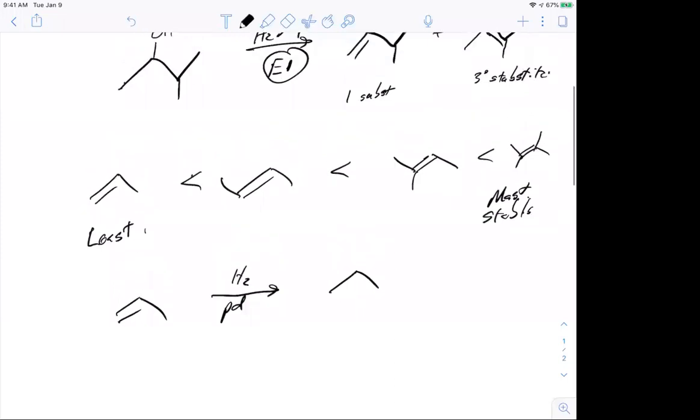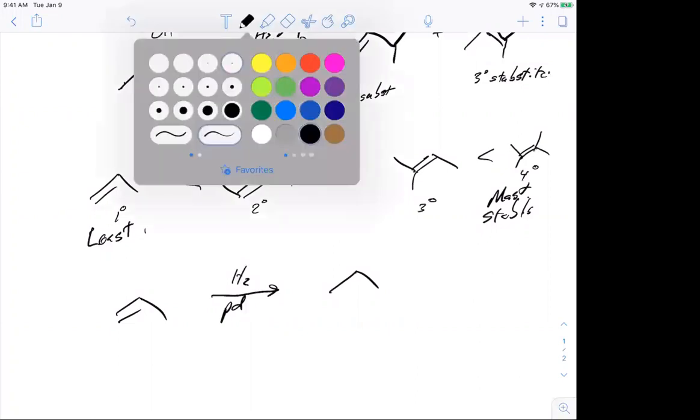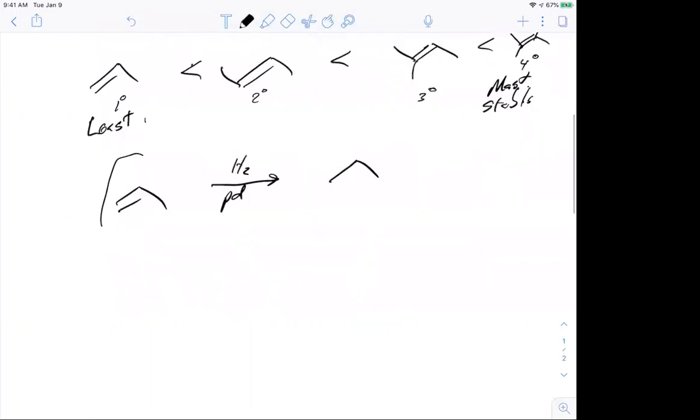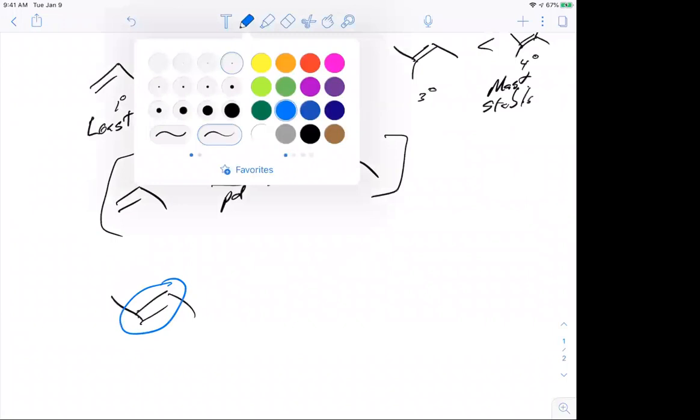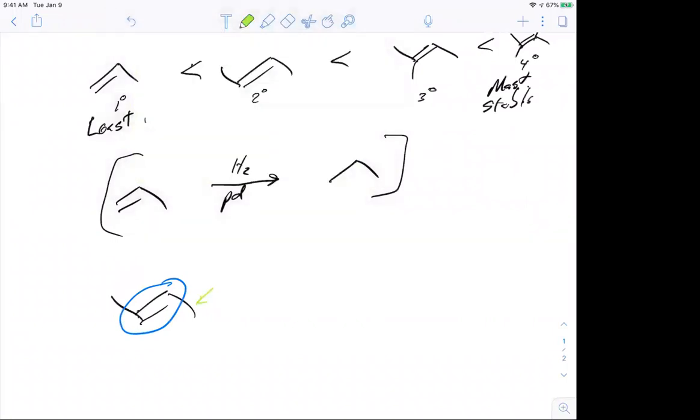So if we look at primary substituted, secondary, tertiary, and quaternary, what we're looking at here is the idea of what is attached. If you circle your double bond, it's simply how many different things are attached. So we have two things attached, right? So that's going to be a disubstituted or a secondary substitution.